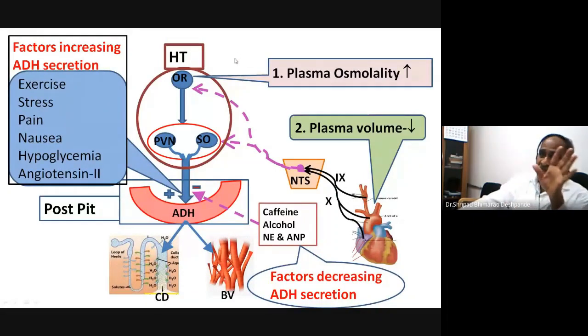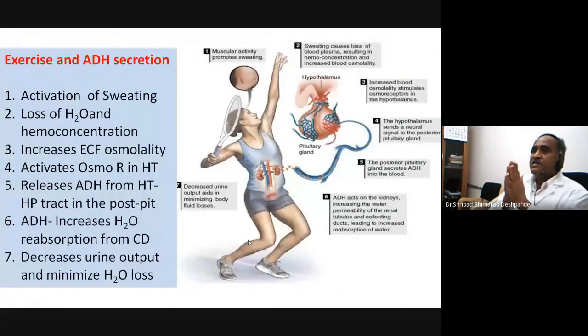Now I will repeat: plasma osmolality and plasma volume are important. These are other factors: exercise, stress, pain, nausea, hypoglycemia, angiotensin 2 increase the secretion of ADH because they want to help increase the blood volume. Then caffeine, alcohol, norepinephrine, and atrial natriuretic peptide inhibit the secretion of ADH. Now, I am a little worried about the exercise and ADH secretion.